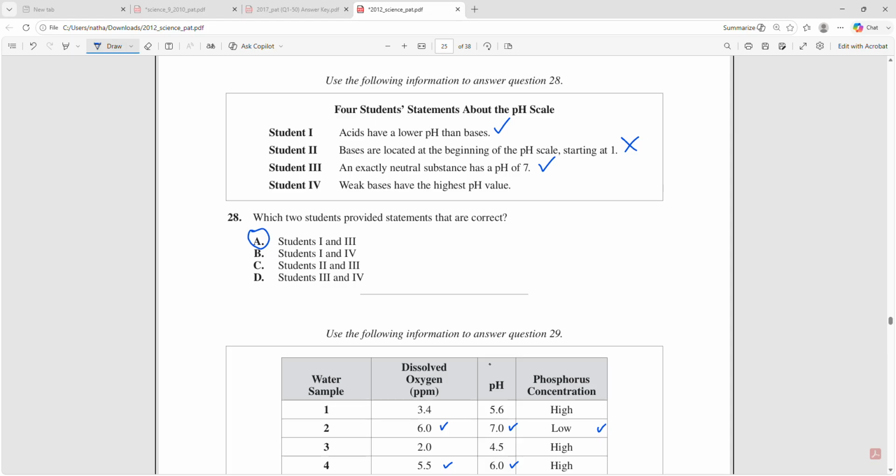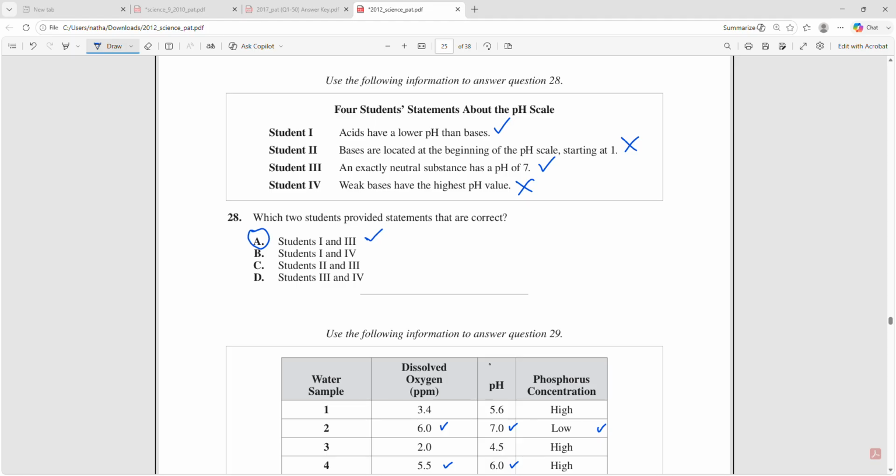Weak bases have the highest pH value. Let me read that one again. Weak bases have the highest pH value. No, the highest pH value would be strong bases, so that's not true as well. So which two students provided statements that are correct? That would be student 1 and student 3, and here we've identified that.